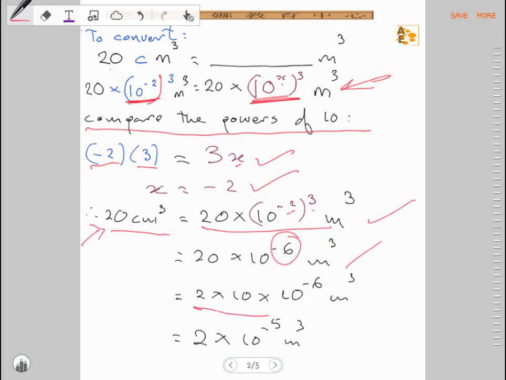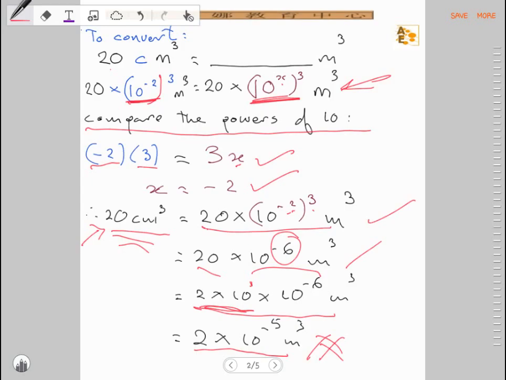Therefore change it into standard form, don't forget standard form. So 20 converts to 2 times 10 to the positive 1. You don't have to write the positive 1. Same base, so the indices you add, 1 minus 6, so negative 5. That's all, folks. That is your final answer. That means 20 cubic cm is equal to 2 times 10 to the power of negative 5 cubic meters.